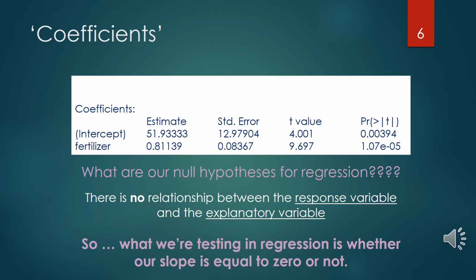A flat line has a slope of 0. So one of the key things we're testing in regression is whether our slope is significantly different than 0. Our null hypothesis is therefore that there is no relationship between the response and the explanatory variables. Or, putting it another way, that the slope of the line of best fit is 0.